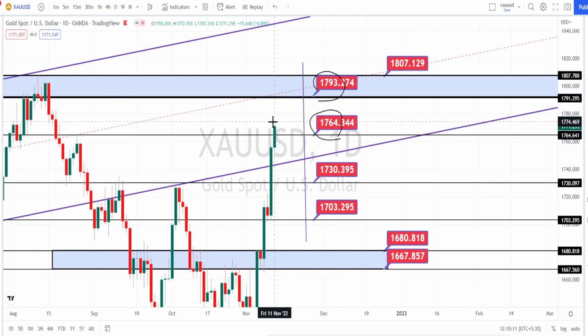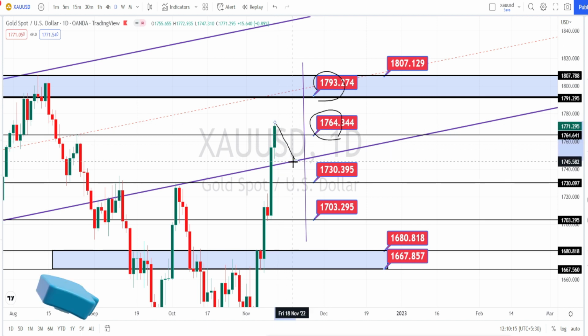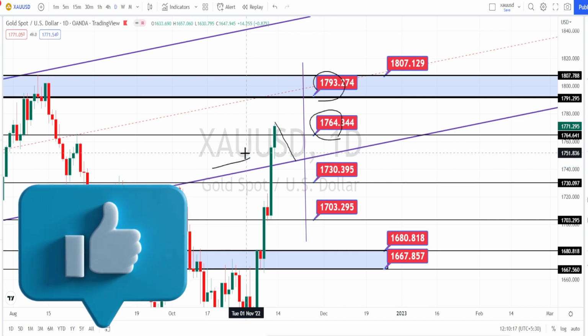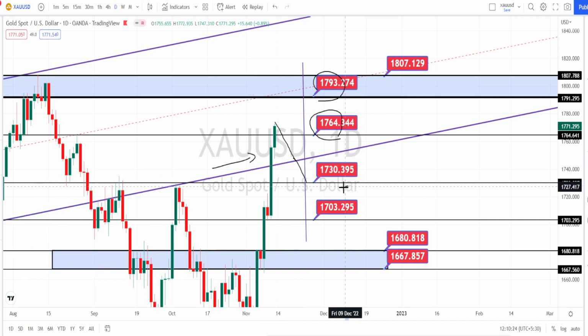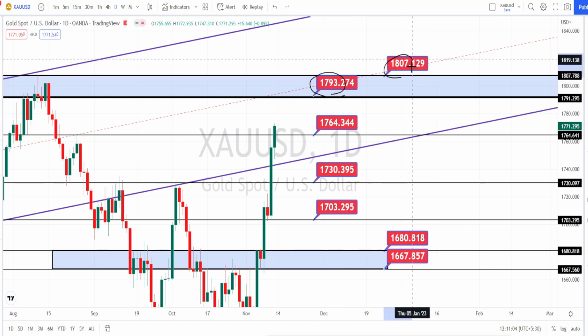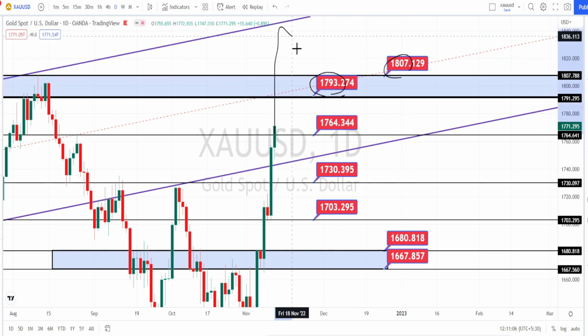Currently the price action is trading between the support level of 1764 and resistance level of 1793, and if the price action breaks this support level, the next level of support is going to be the trend line from the bullish channel pattern of the weekly time frame, and if it breaks this support level, the next level of support is going to be 1730, 1703 and 1680. And if the price action breaks this resistance level between 1793 to 1807, we can expect the bullish trend to continue in daily time frame also.